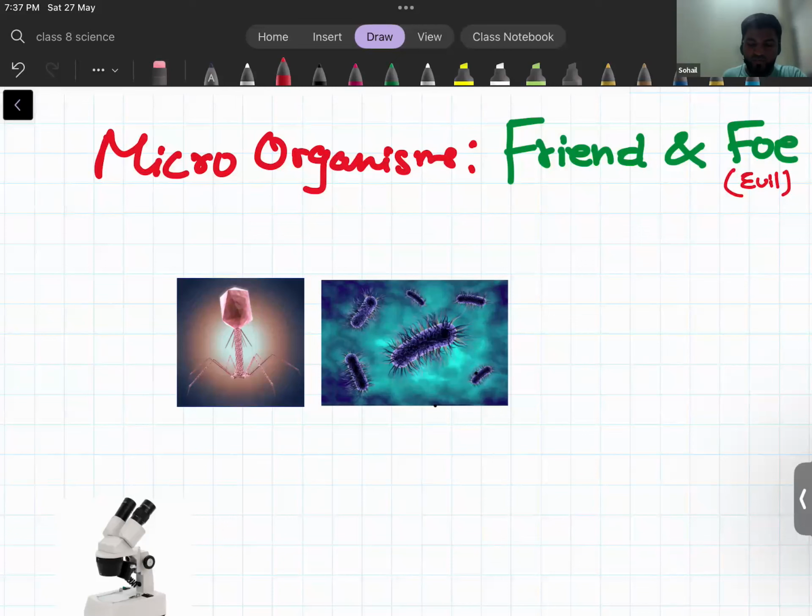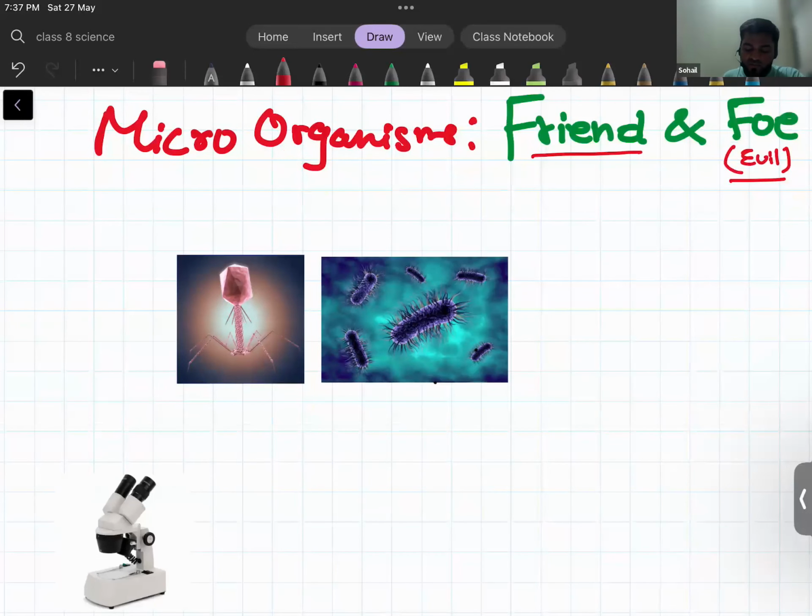So you see, in nature, there are some microorganisms which are helpful to us that are called friend, that are of friendly nature, while most of the microorganisms are of evil nature, that we call foe, that are the leading cause of so many deaths. People have bacterial infection, people have infection from virus. Basically almost all the deaths that are occurring in the world are due to infection from viruses and bacteria.